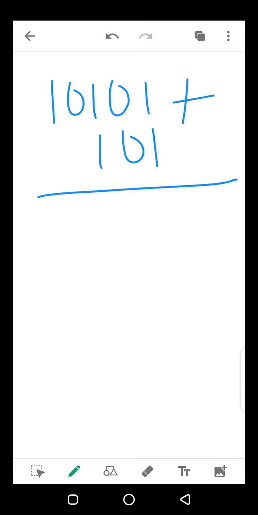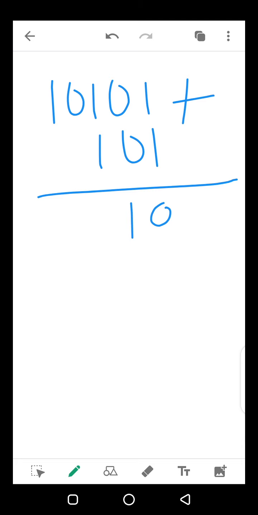1 plus 1 is 2, but we cannot take 2 because this is in base 2. We are working with base 2. So we divide the 2 by 2, which is the base. 2 divided by 2, we get 1, remainder 0. So we write this 0, which is the remainder, and then we carry the 1. 0 plus 0 is 0.